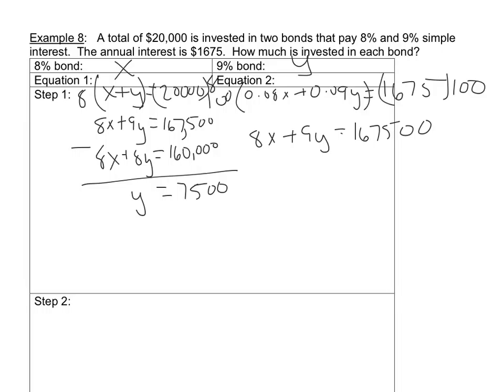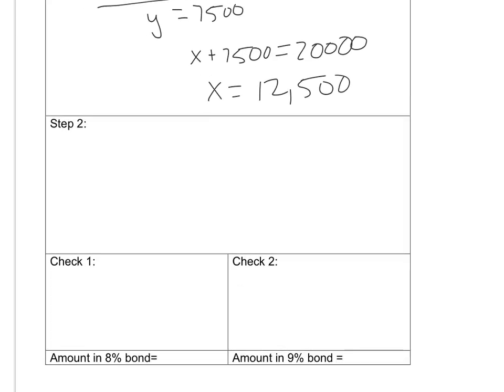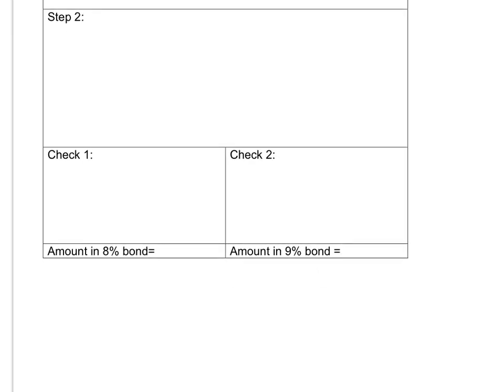And so now just go back up to here. Go back up to this one and plug it in. So you have x plus 7,500 equals 20,000. So subtract the 7,500, you get 12,500. So we go down to the bottom, and it was $12,500 and $7,500. Don't forget to label.